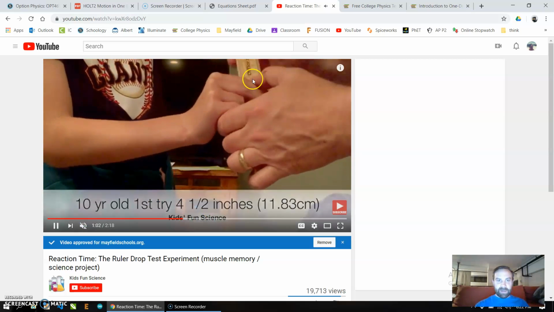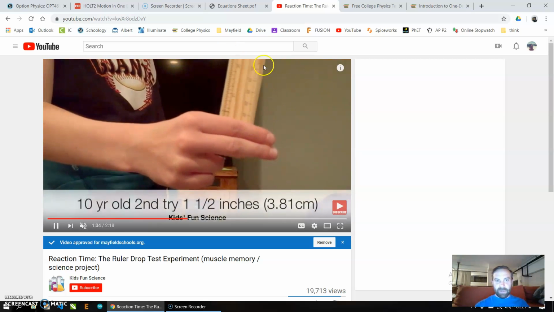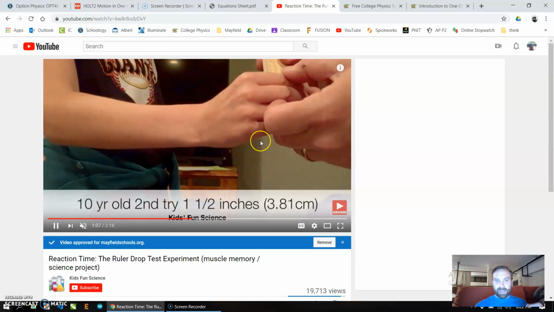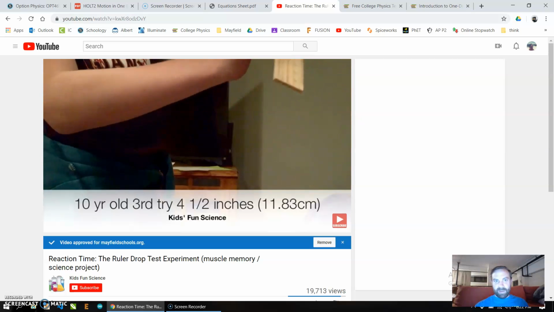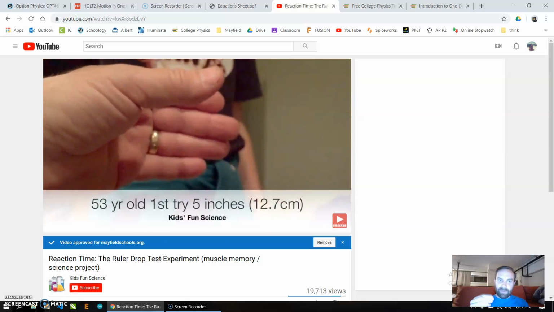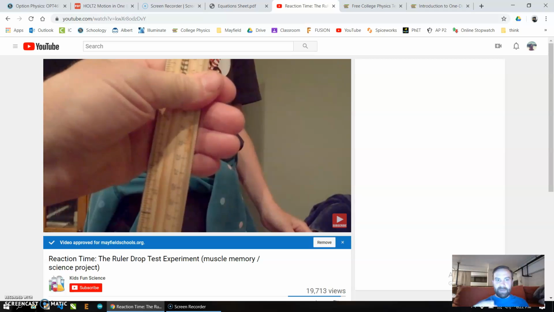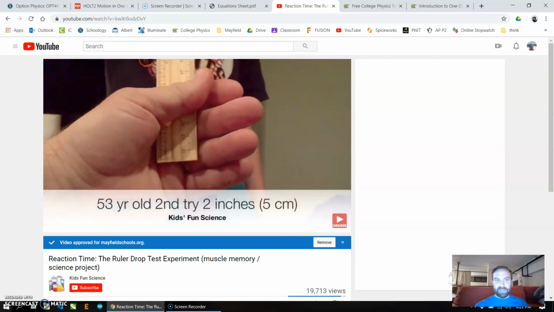You can see that there are people holding a ruler. One person holds a ruler right in the hands of another, just above the fingers, and then they let it drop. It's not the same person holding and catching. It's got to be different people so that your reaction time is tested.